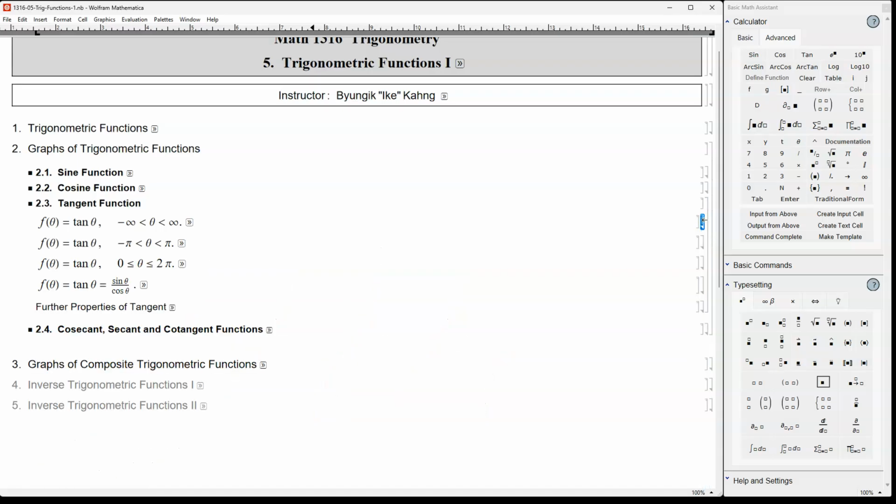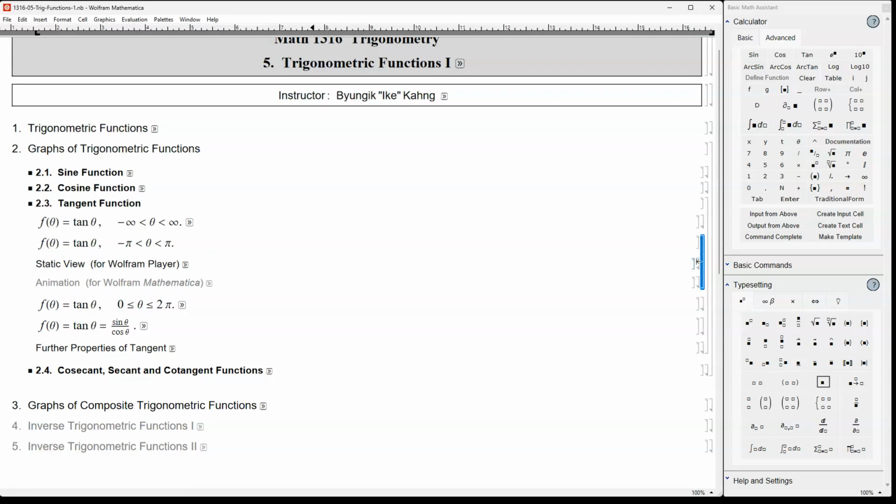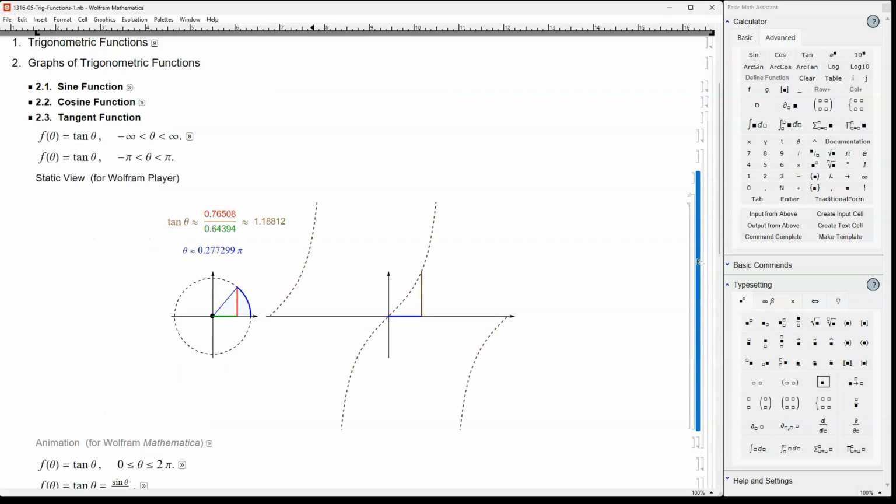Why is that? Well, here's the static view. Tangent is sine over cosine, and the cosine function is the denominator. When the cosine hits 0, we hit 0 in the denominator, and that'll create the vertical asymptote. So at pi over 2 here, vertical asymptote, starting from 0.